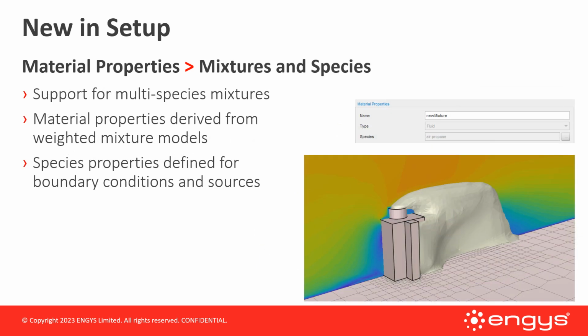In Elements version 4, there is now support for multi-species mixtures, enabling the user to accurately simulate complex scenarios that involve various species. This enhanced support ensures more realistic and reliable simulations for a broader range of engineering applications. In Elements version 4, material properties can now be derived from weighted mixture models. This improvement allows you to better represent the interactions between different species in your simulations.